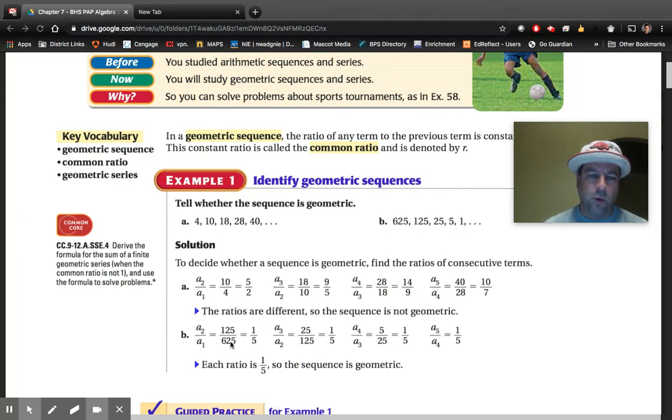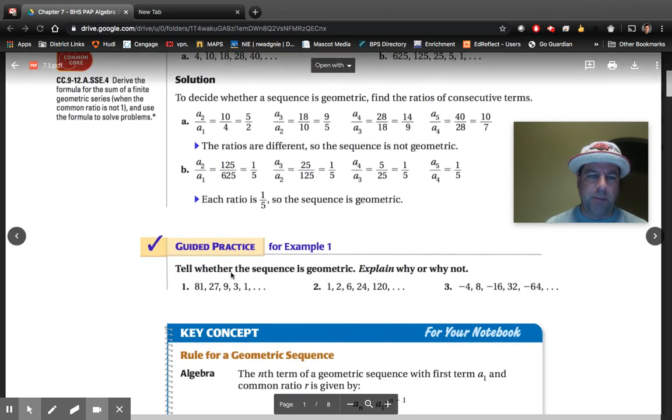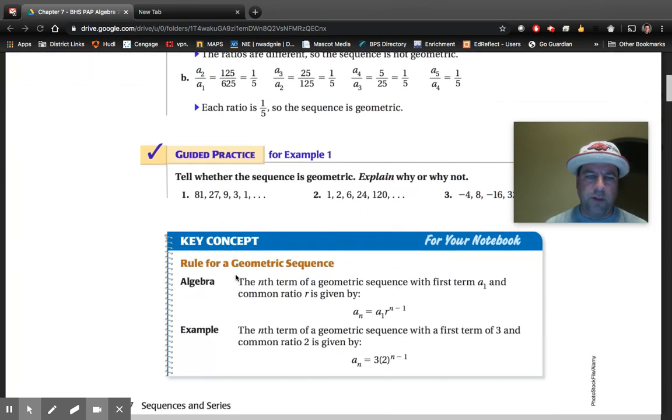125 over 625 is 1/5. 25 over 125 is 1/5. 5 over 25 is 1/5, and then of course 1 over 5 is 1/5. And so that one is geometric, with 1/5 being that common ratio. That's going to be our goal, to find that common ratio. Got to practice telling me if it's geometric or not. I'm not going to go over that. That's pretty simple.